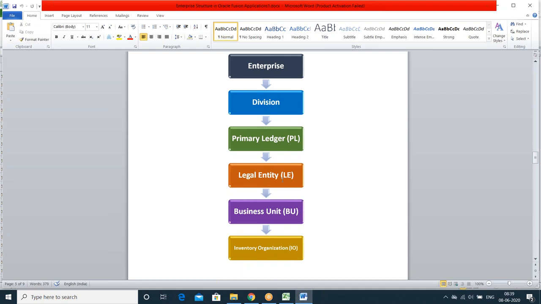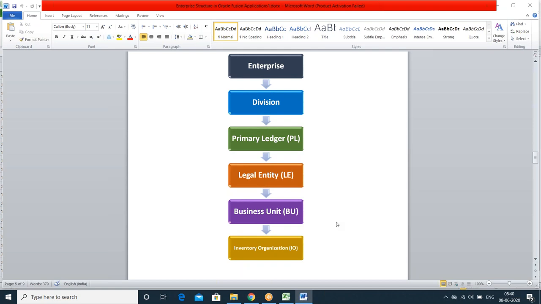Under primary ledger, we can have a legal entity. We already discussed what it means by legal entity. The company registration information you can maintain as a legal entity. Under legal entities, you can have a business unit where you can record the core, the real business transactions which take place in the business across the departments. And to maintain the warehouse information in the system environment, we use the concept called inventory organization, IO. So this is the standard enterprise structure which Oracle is offering when you do the implementation of the Fusion application for any client. Every client should follow this hierarchy.